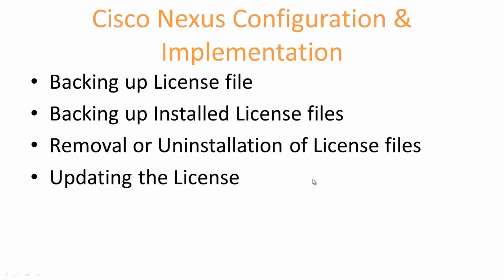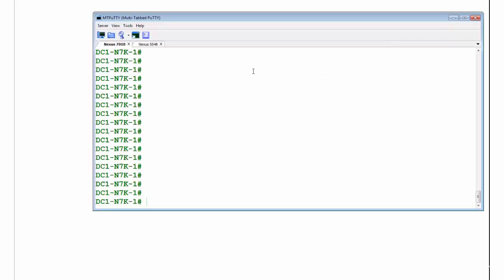In this chapter, we will talk about license in more detail. I understand that we've already discussed it, like how we can find out which one is the license file and how to install it. But now we are going to know how we can back it up, means how we can copy the license file into our TFTP or USB drive, how to update the license, how to delete the license or uninstall it, and these things.